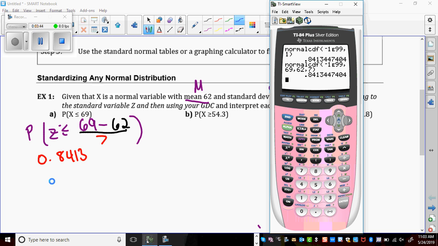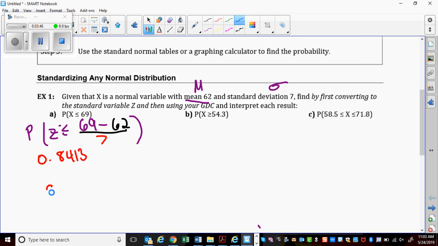So this is an 84.13% chance that a randomly selected observation is less than 69.